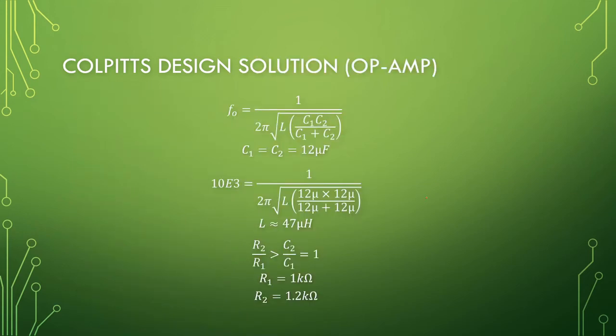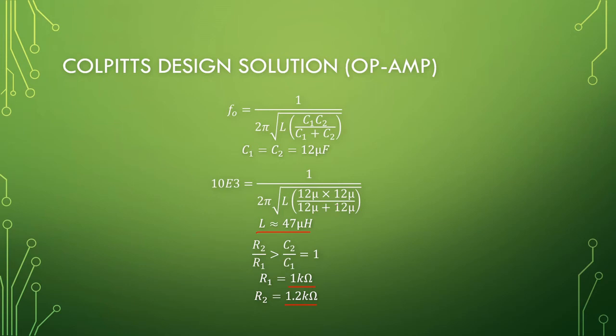Okay, the solution using an op amp. Picking the two capacitors with the same value and adding them in here will yield an inductor value of approximately 47 microhenries. Our capacitor ratio is 1. So if we choose our amplifier's input resistor as 1 kilo ohm and R2 as 1.2 kilo ohm, our gain is definitely higher than our capacitor ratio and our oscillator will start up.